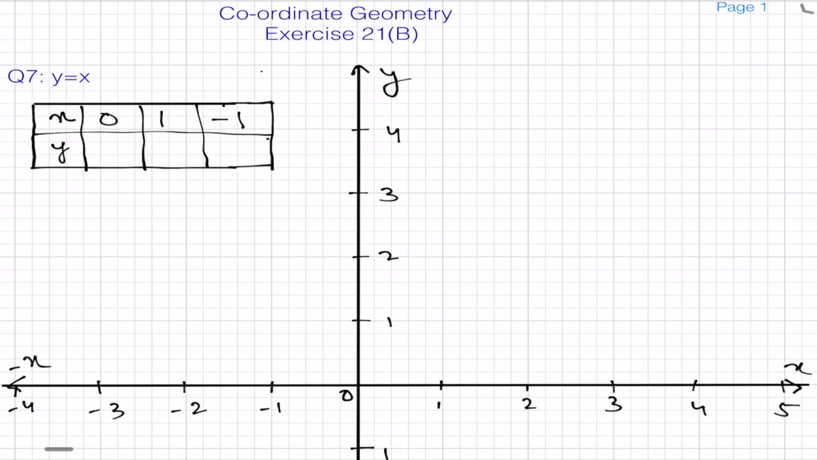If I put it in this equation, y is equals to x: when x is 0, y will also be 0. If x is 1, y will also be 1. If x is minus 1, y will also be minus 1. So you will make the table, and you have to pick up minimum 3 values. After that we will plot these points on the graph paper.